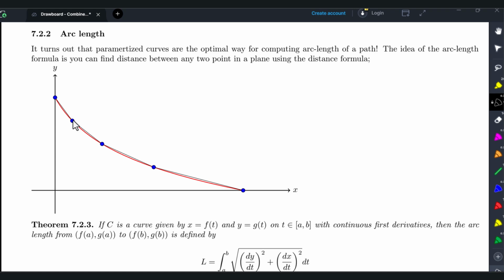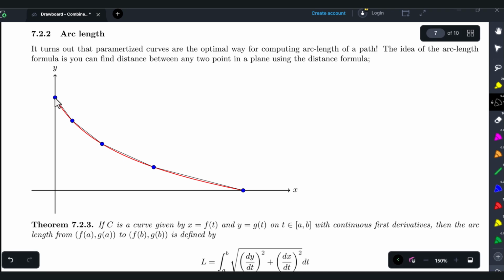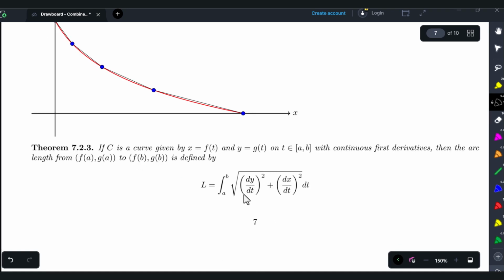But if we want to find the arc length, what we're going to do is find the infinitesimal distance between infinitesimally close points and add all of them up. That describes an integral. Here we have the change in the y direction between consecutive infinitesimally close points. The dx/dt is the change in the x direction. You square each of those, you sum them, you take the square root.